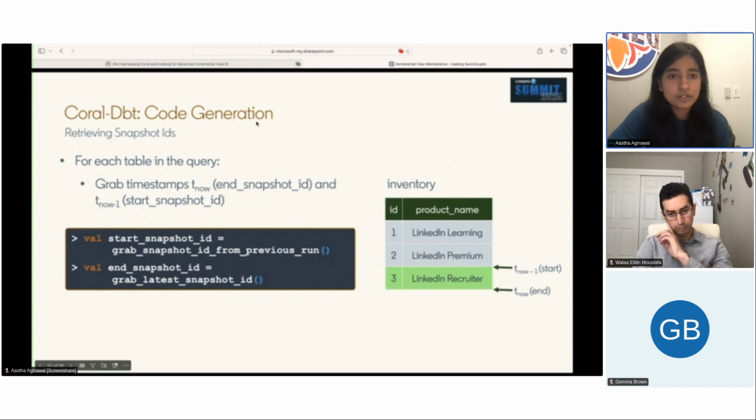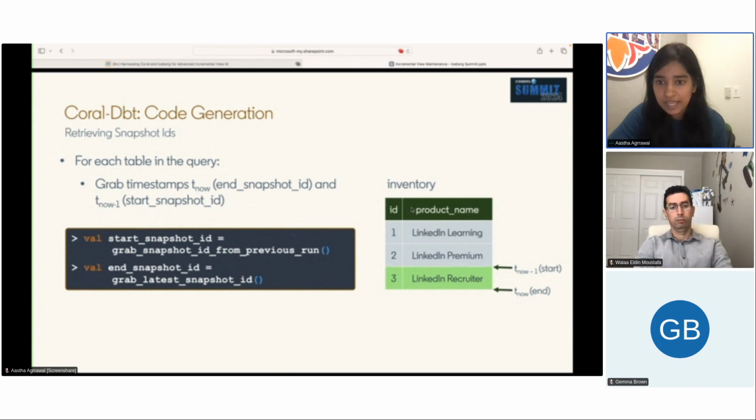So looking at the code generation, let's use the inventory table as the same example. We have two timestamps. Let's say that till t now -1, we had the base version of the table where we already had two records, and now we want to execute our DBT project at t now, and we have the two timestamps from the previous run and the current timestamp.